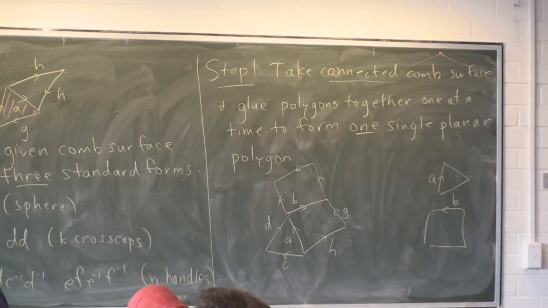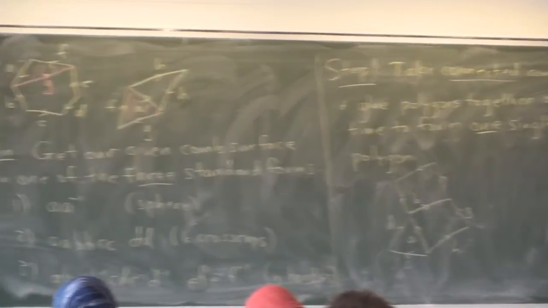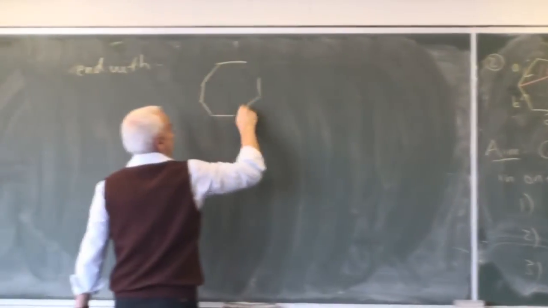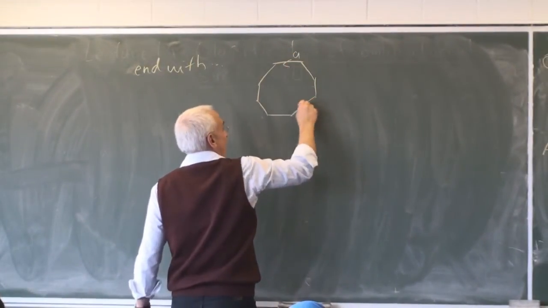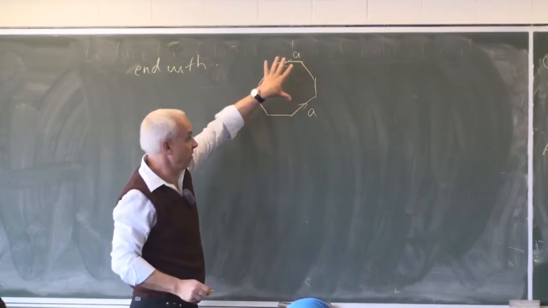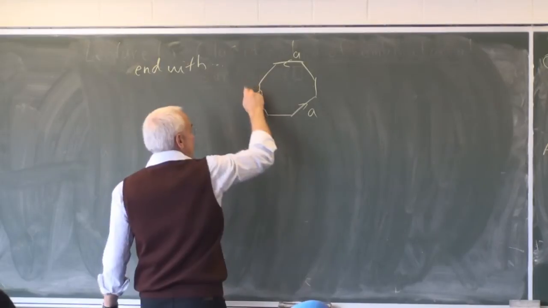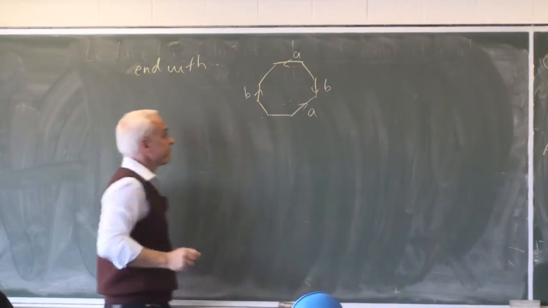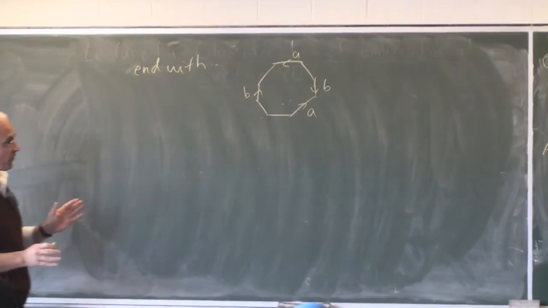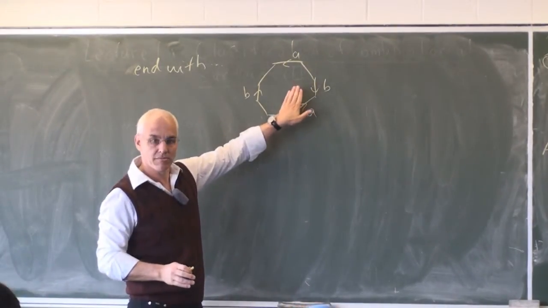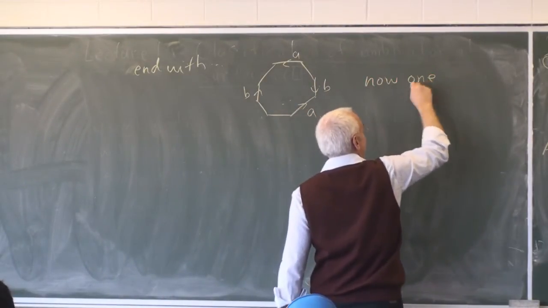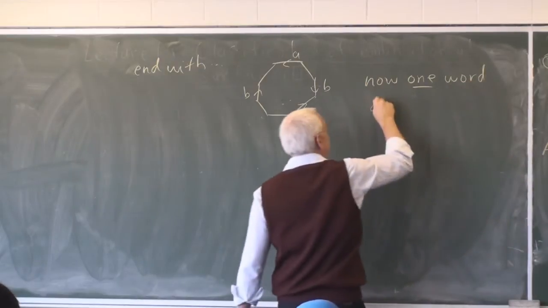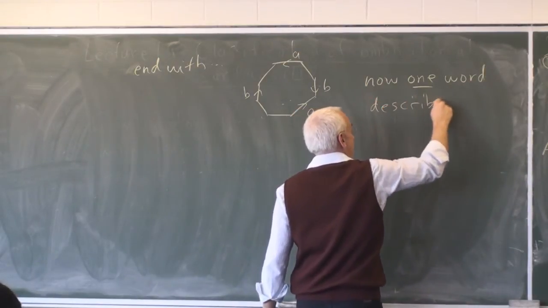So we end with something that looks like, I'll draw as an example, an octagon. We have something like this with edges where all the edges are appearing exactly twice. Two A's, two B's, and so on. So our entire combinatorial surface is represented by one polygon or one word. So now one word describes our surface.